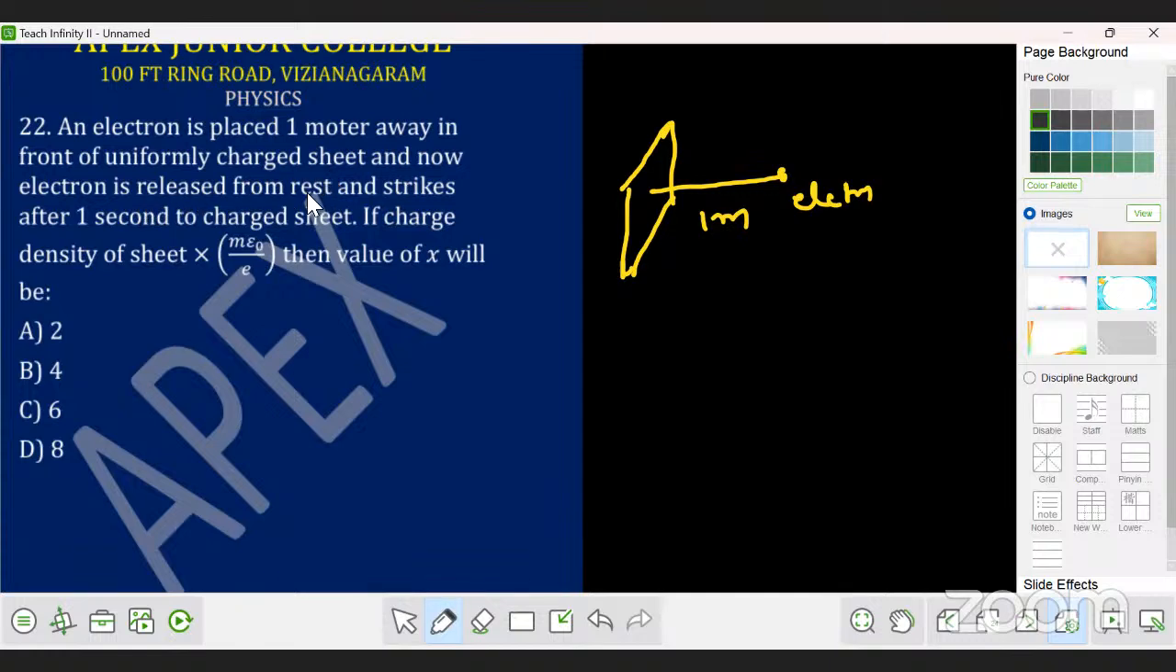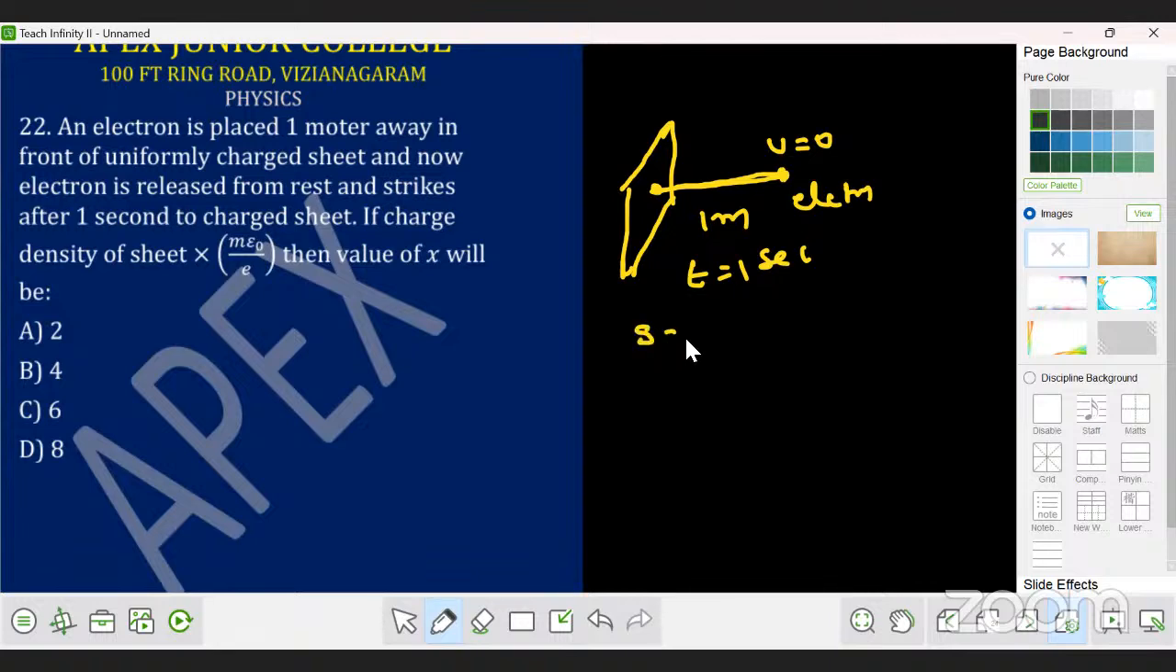Now the electron is released from rest and strikes the sheet after 1 second, initial velocity 0. To travel from here to here, how much time does it take? Time is also given, 1 second. Now, if the charge density of the sheet is x times m epsilon naught by e, then the value of x will be... I think it is numerical based in the question paper. First you have to calculate the charge density.